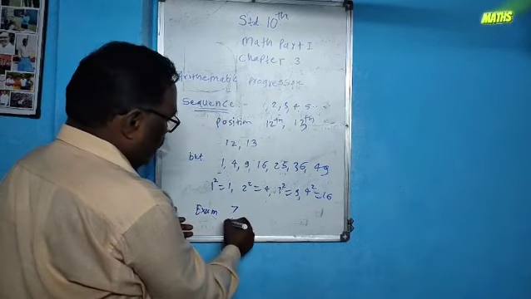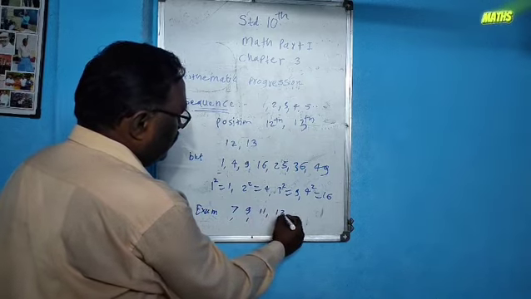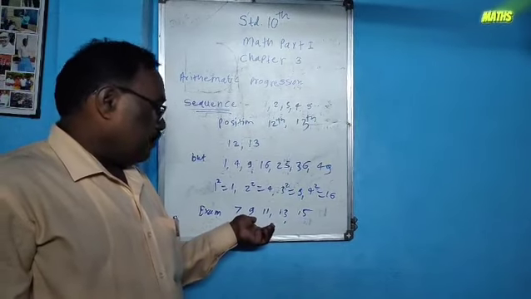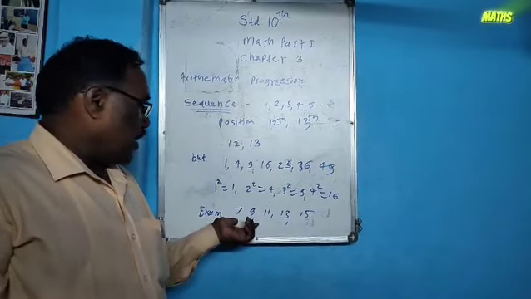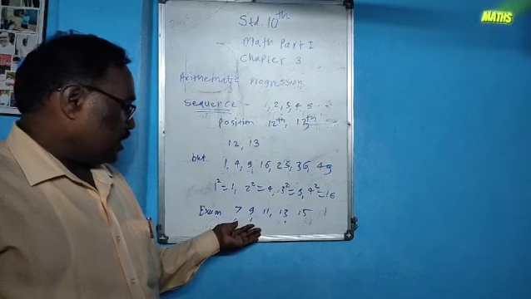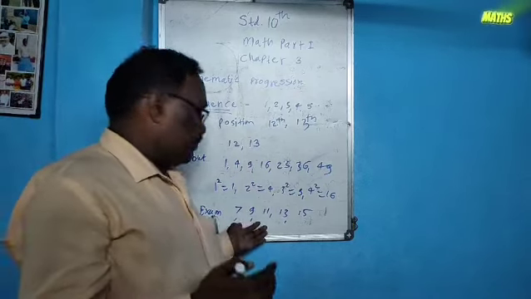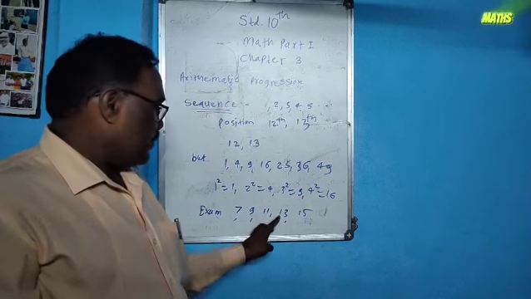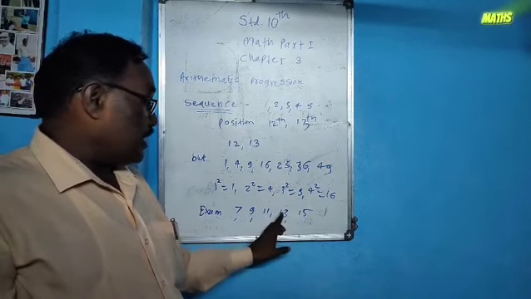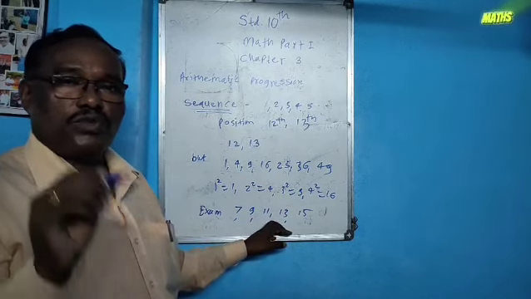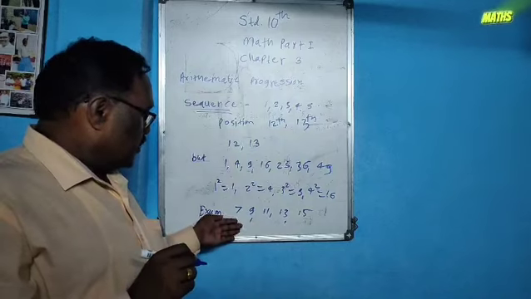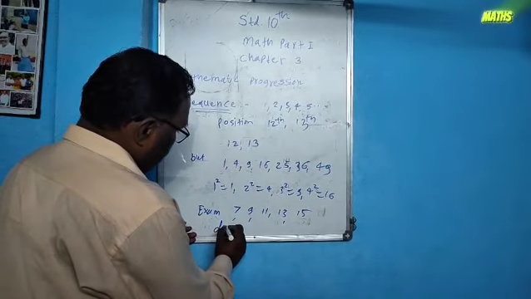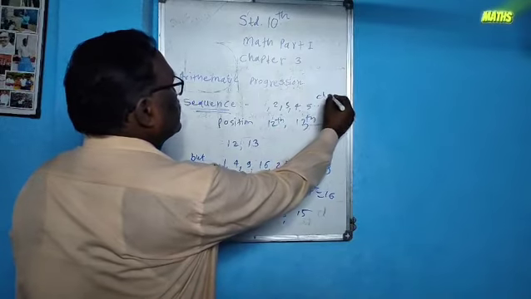Suppose starting from 7, 9, 11, 13 and 15. See, there is a number sequence, and for each two numbers, the subtraction is only 2. 9 minus 7 is 2, 11 minus 9 is 2, 13 minus 11 is 2, and 15 minus 13 is also always 2. This is a perfect sequence. Here the difference is 2, there the difference is 1.